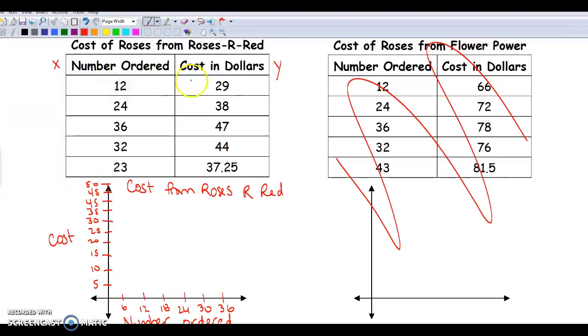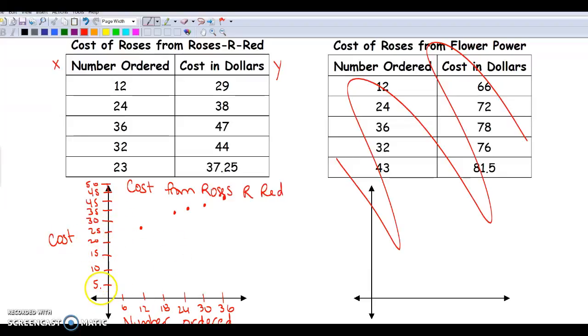And then you just need to plot the points. 12, 29, so 12, 29, as close as you can, obviously. 24, 38, 36, 47, so that's going to be way up here at the top. 32, 44, and then 23, 37.25. All right, so you don't need to connect the points together or anything. You just need to plot the points, and we can see that obviously the more you order, the higher your price is going to go. And that's everything that you need in order to get full points on a graph.